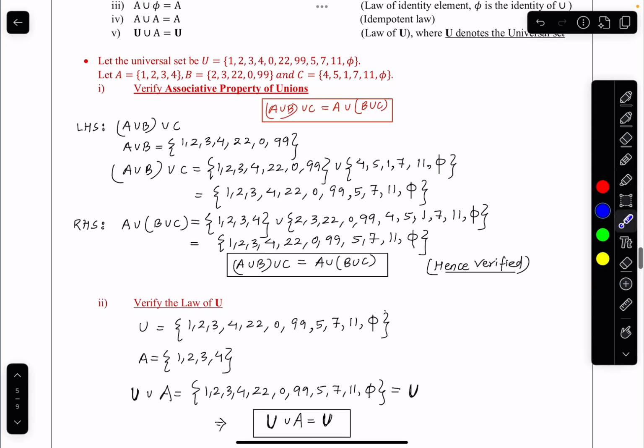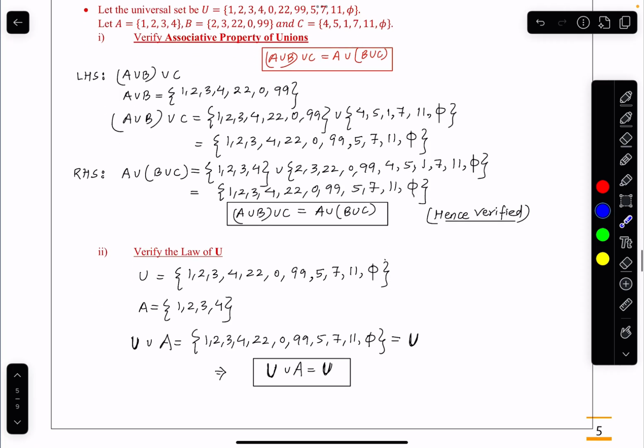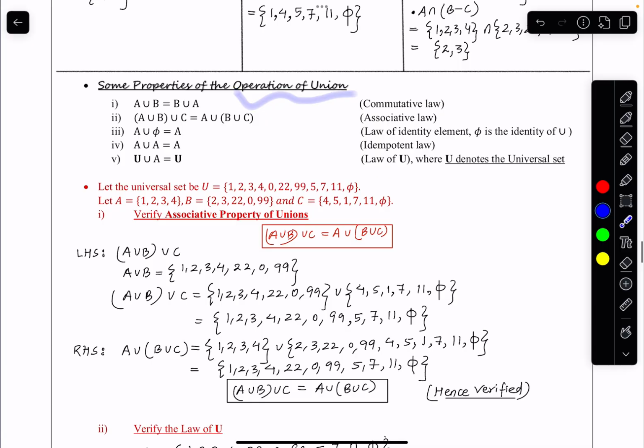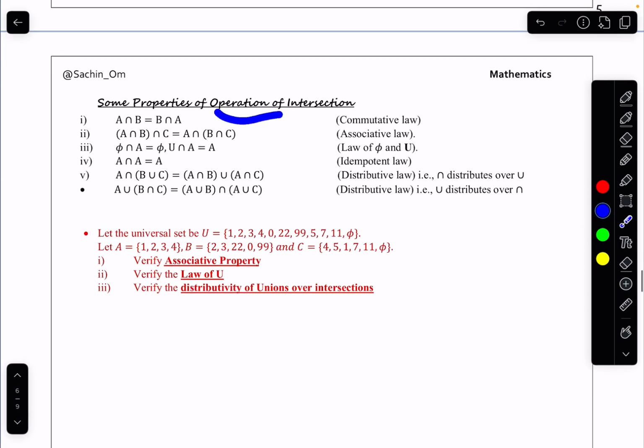So we have verified the property of associativity. We have verified the law of U. Similar are the properties for the operation of intersections as well. Just like the operation of unions, we have properties for the operation of intersection as well.